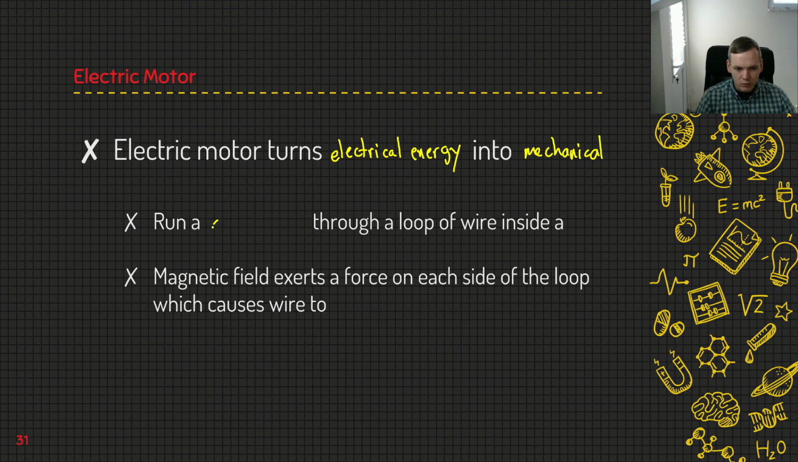All that you have to do is run a current through a loop of wire inside a magnetic field. That magnetic field will exert a force on the sides of the wire, which will cause the wire to spin. And what you've done now is you've made electricity cause something to spin. And then you can attach something to that spinning bit and do all sorts of stuff with it.